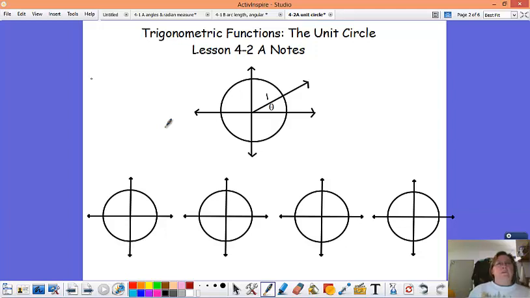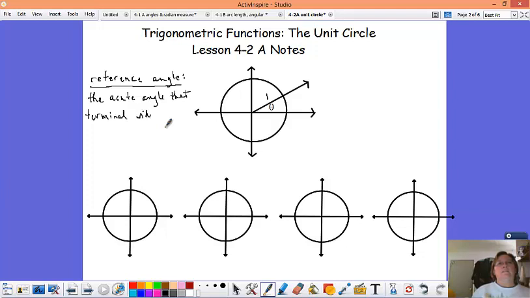As we learn about the unit circle, we need to make a definition for ourselves of a reference angle: that the terminal side of theta makes with the x-axis. And I would love to have us think about this. We're going to set up a little reference area for ourselves here.